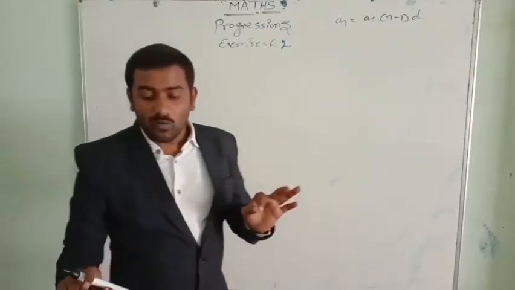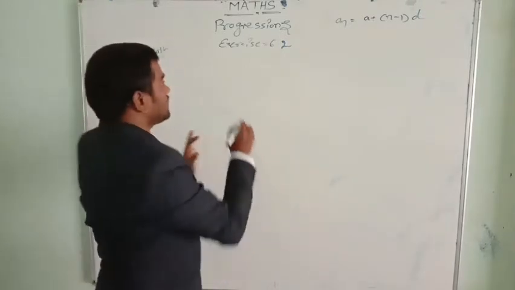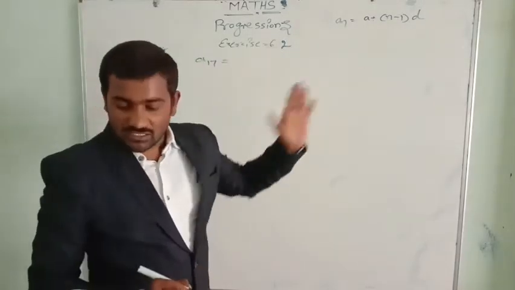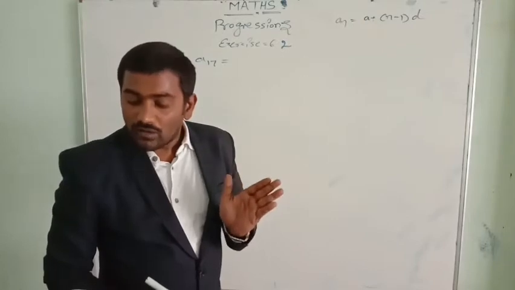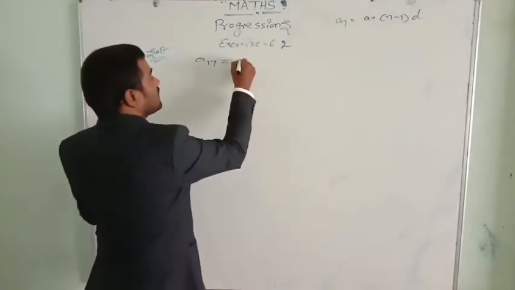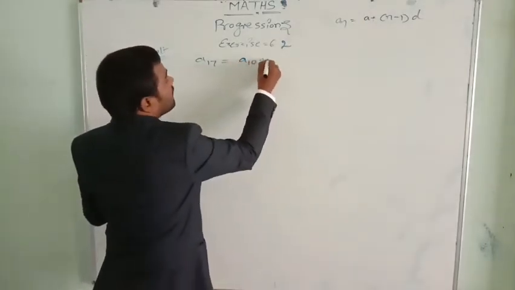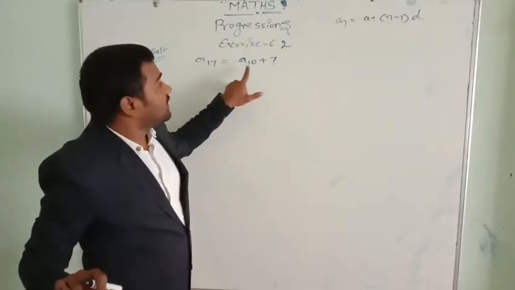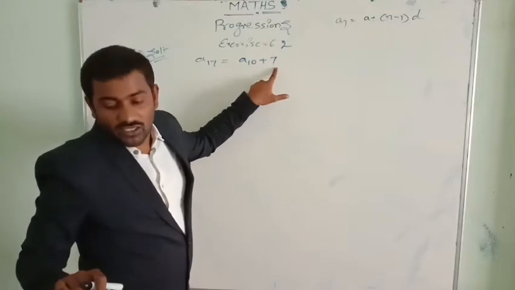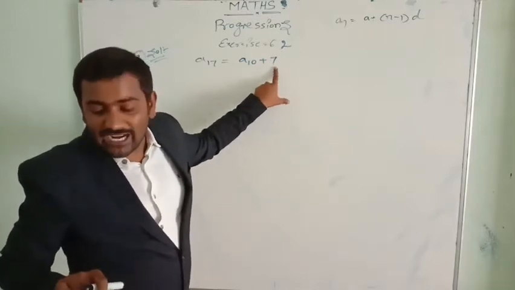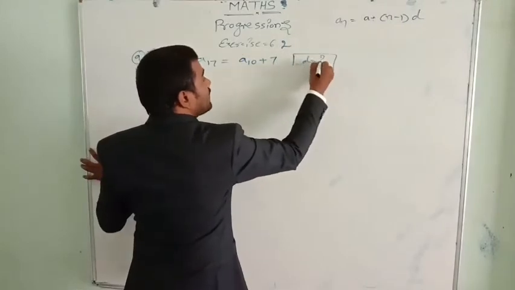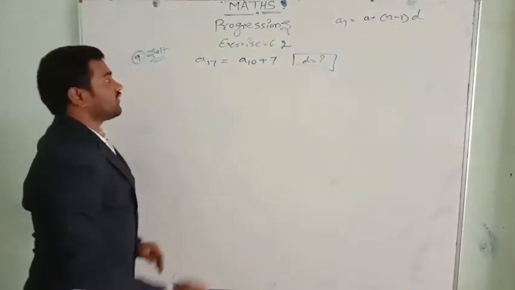Here it is simple. What is it? The 17th term exceeds the 10th term by 7. The 10th term is a10, plus 7. This is what it says: the 17th term of the AP exceeds the 10th term by 7. Now find the common difference. We need to find the d value here.